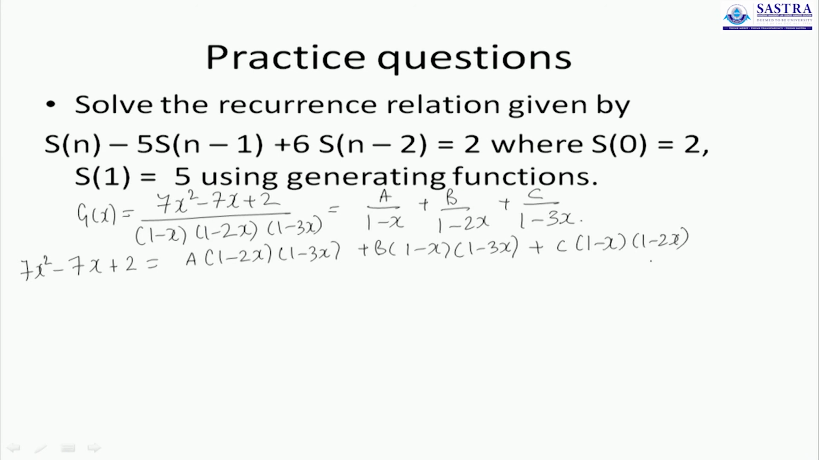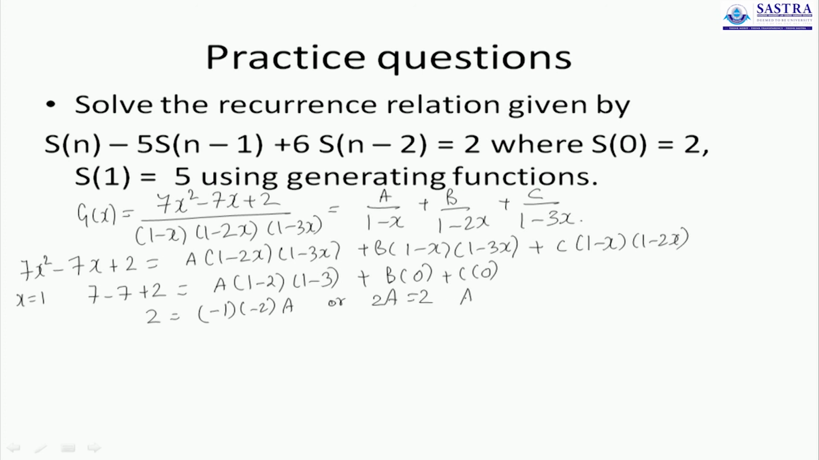So to solve for a, b and c, let us first substitute x as 1. If x is 1, it is 7 minus 7 plus 2, and a times 1 minus 2, which is minus 1, 1 minus 3, which is minus 2, b times 0, c times 0. Therefore 2 is minus 1 times minus 2 times a, or 2a is 2, which means a is 1. That is the first we have.